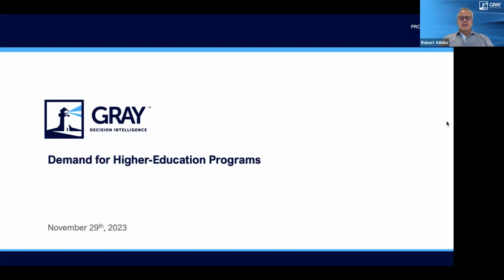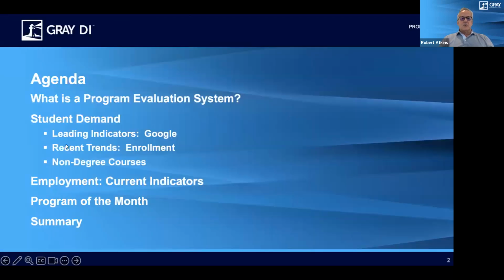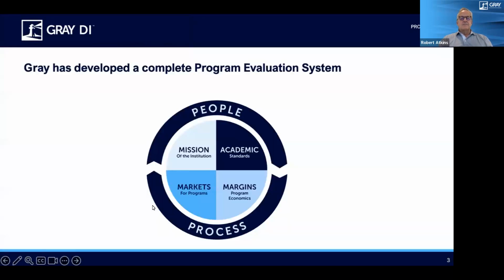Today, we're going to talk about the demand for higher education programs and actually walk through one specific program. The flow is to describe what an overall program evaluation system is, for those of you who haven't seen that before. Then we'll walk through indicators of student demand, employment, and we'll focus in on one program and go into that in more depth. As Marianne mentioned, I should say at the end too, if you have a particular program you'd like to look at, please put it in the chat. We'd be glad to go through it with you.